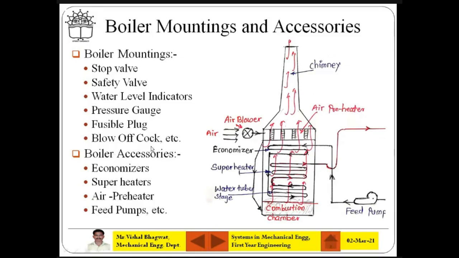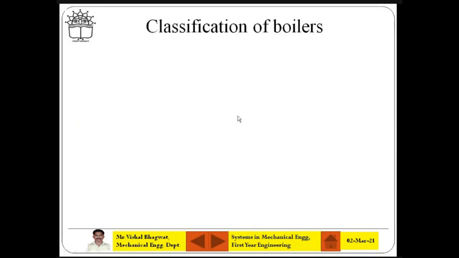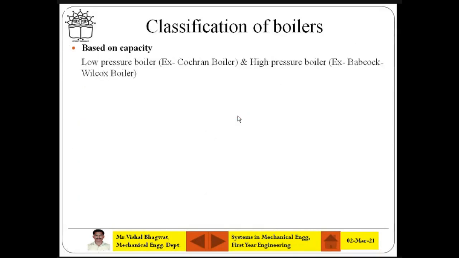So blow off cock is that from where you are releasing all the water which is inside the boiler. Okay, so this is about boiler mountings, and this is about boiler accessories. Boiler accessories are always increasing the efficiency of the boiler, and these are the safety element, boiler mountings, or the indicators. Fine. So this is about steam generator. We'll see the classification quickly.